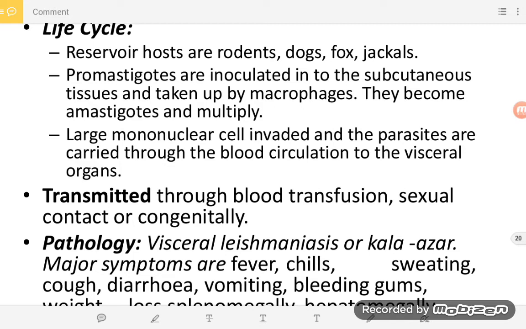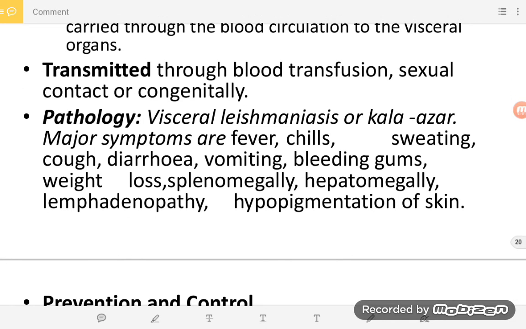Transmission is through the bite of the insect vector, and again through blood transfusion, sexual contact, and congenitally, or sometimes organ transplant is also a possible transmission route. So here they produce visceral Leishmaniasis. We call it by another name, Kala-azar. So you have to remember this name.